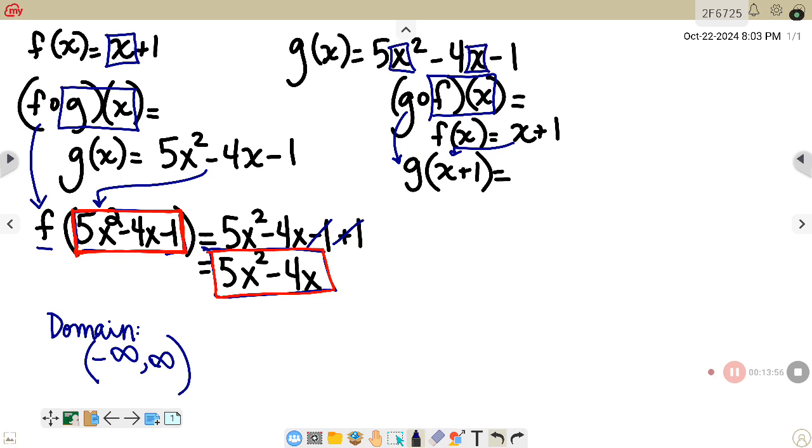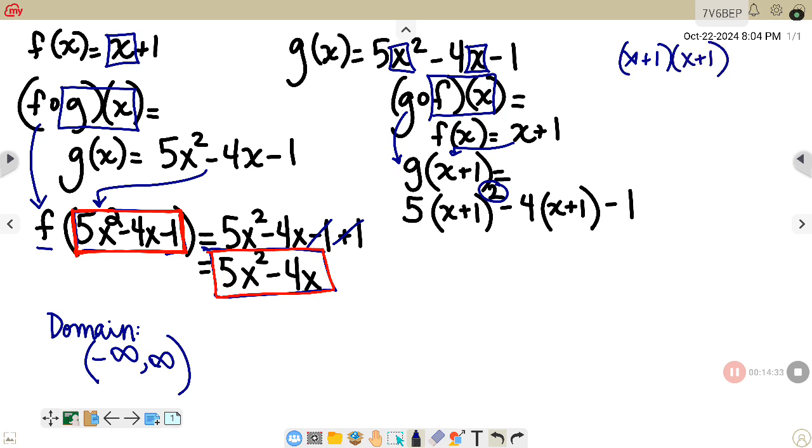So now I am going to the g function, and I am going to replace the x's with the x plus 1s. So I will have 5. Replace the x with x plus 1 squared. Minus 4. Replace the x with x plus 1 minus 1. So I've rewritten the g function, replacing the x's with x plus 1s. Now I need to take care of that x plus 1 squared. So I will just do this up here out of the way.